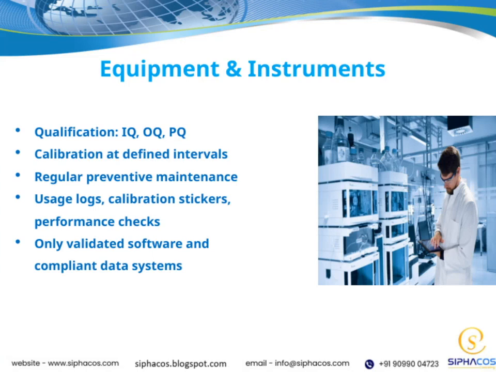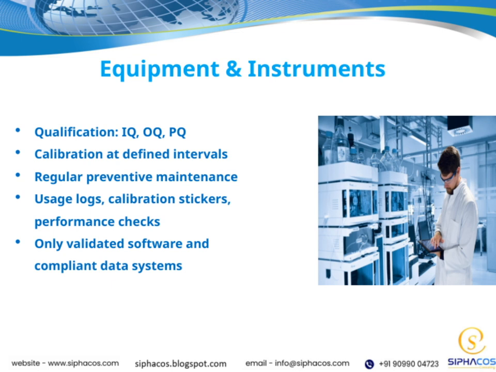Let's talk about ensuring our equipment and instruments are always reliable and compliant. First, qualification is key. This includes IQ, OQ, and PQ. IQ stands for installation qualification, which verifies that equipment is installed correctly. OQ, or operational qualification, confirms that the equipment operates as intended. And PQ, or performance qualification, makes sure it performs consistently in real-world conditions.